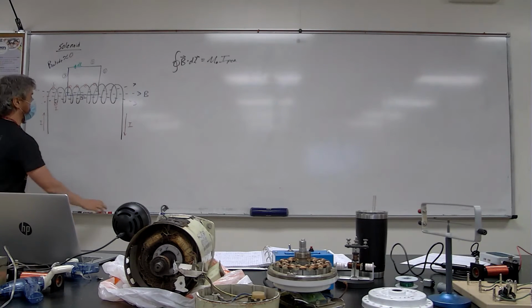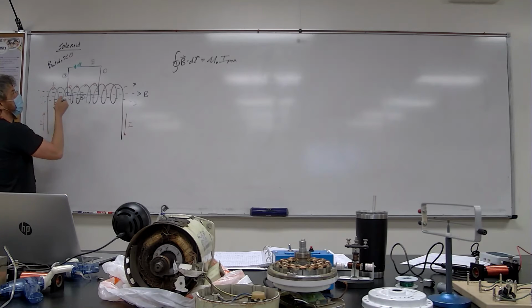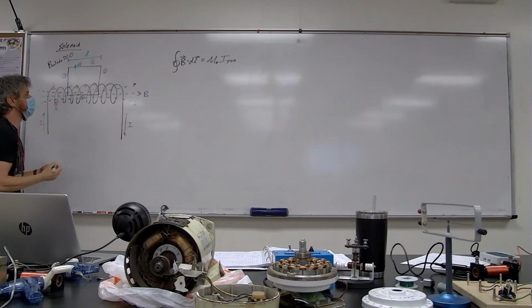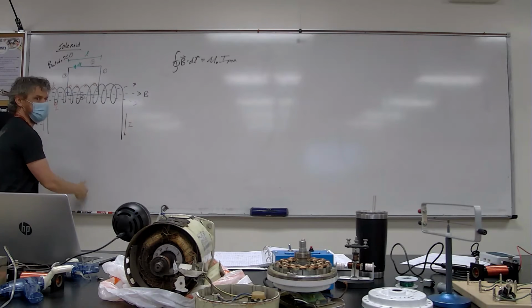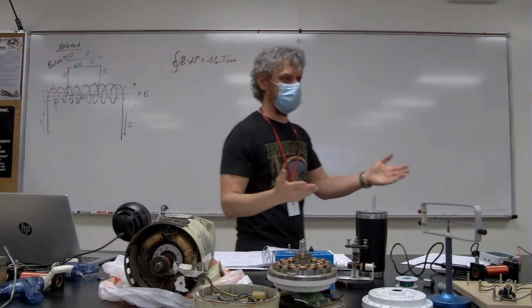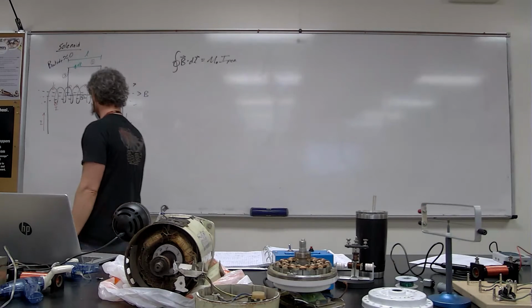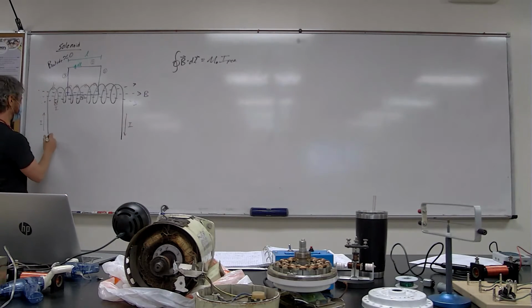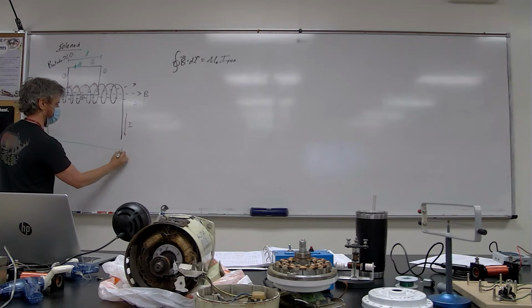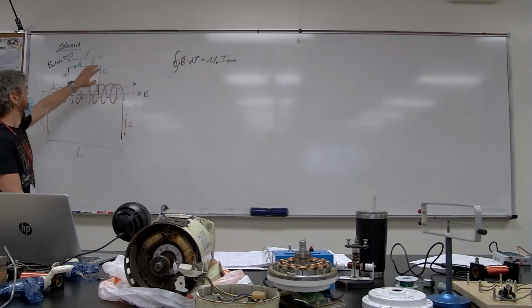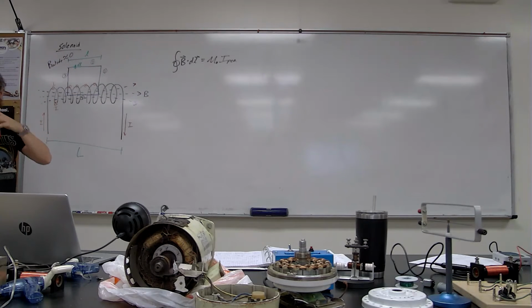All right, and I'm going to choose, again, the Amperian loop is arbitrary, so I'm just going to assign it an arbitrary length, lowercase l. This solenoid will have some length, right? I can measure it easily here. The solenoid has length L. So I'm going to label that L. And then I'm going to use Ampere's law to determine the magnetic field strength right there.